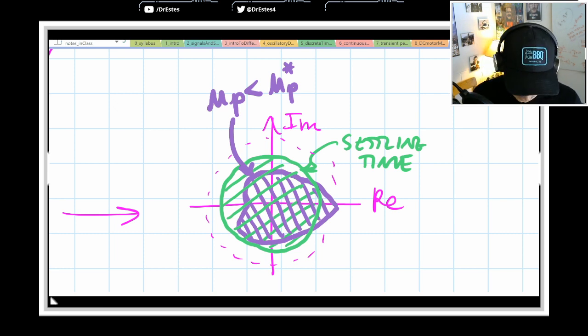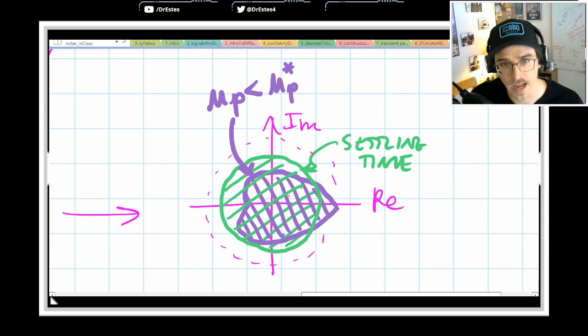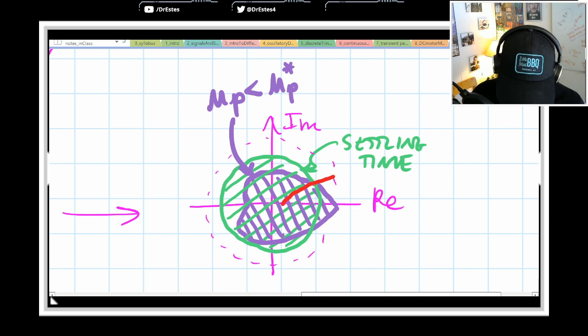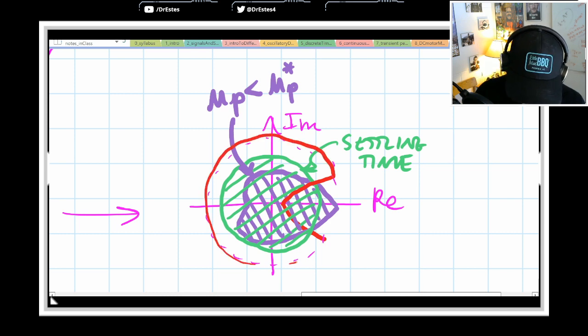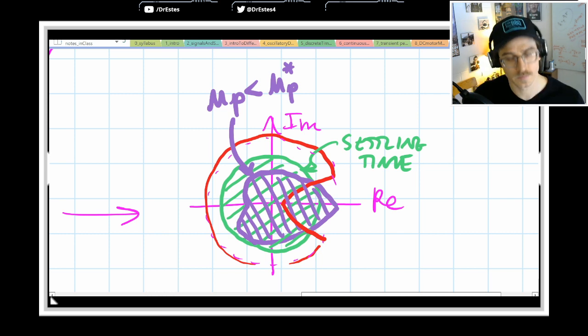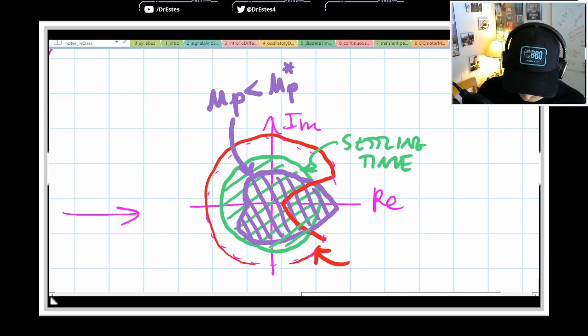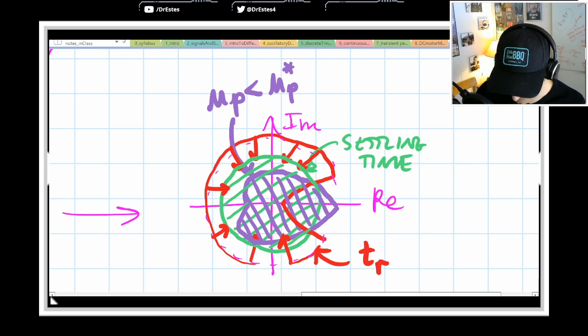Rise time is going to have its own interesting shape. It kind of looks like a Pac-Man. You'll see what I mean. It has a mouth over here, and then it comes back around like this. You're going to have to be in the interior of this Pac-Man. This would correspond to a rise time less than a desired rise time.